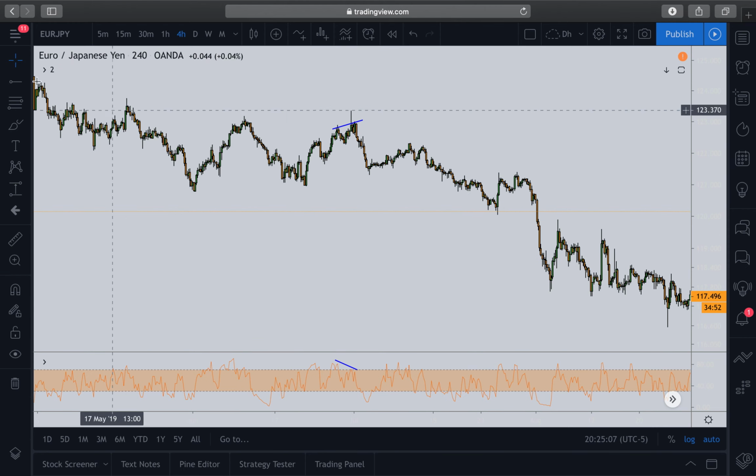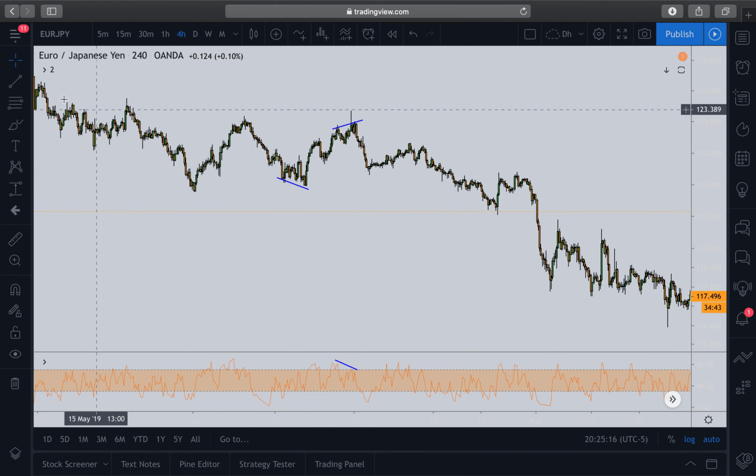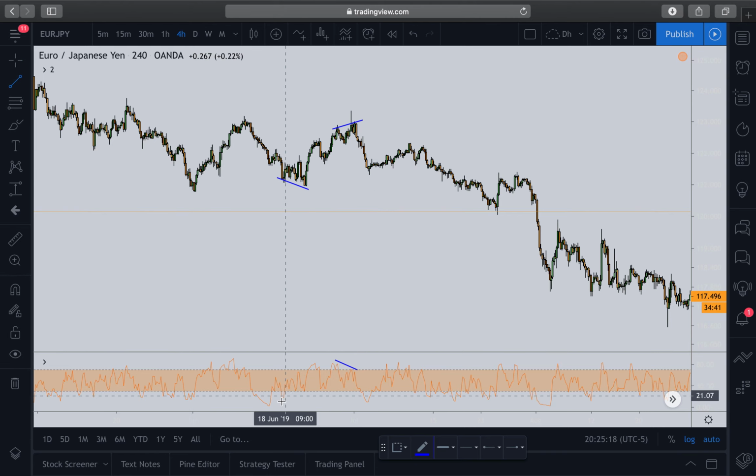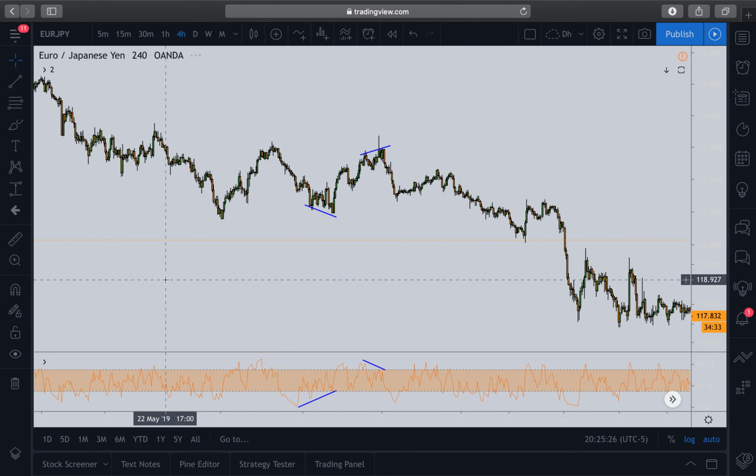Here's another form of it right here. It's just the flip of what we've been seeing, right? Price is going down lower, but if we, like I said, look at RSI, it's flipped the opposite way, shooting to the upside. Bullish divergence.